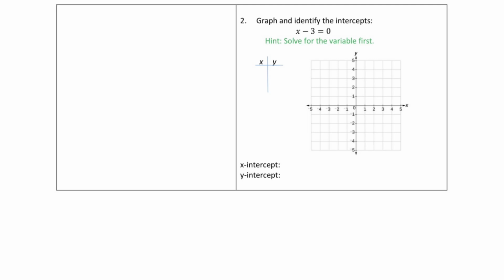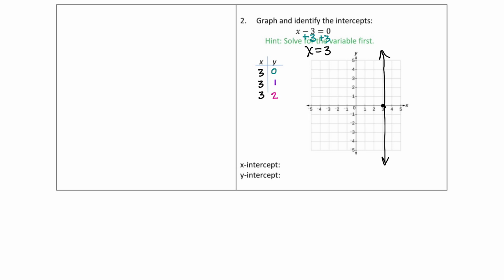Now this one isn't in the right format yet. X minus 3 equals 0. Great. Let's add 3 to both sides. So add 3, and we get x equals 3. That means all of your x values have to be 3, and y can be anything you want. Choose 3 numbers. Or you can just recognize that x equals 3 means it crosses the x-axis at 3 and will never cross the y-axis, so it has to be vertical.